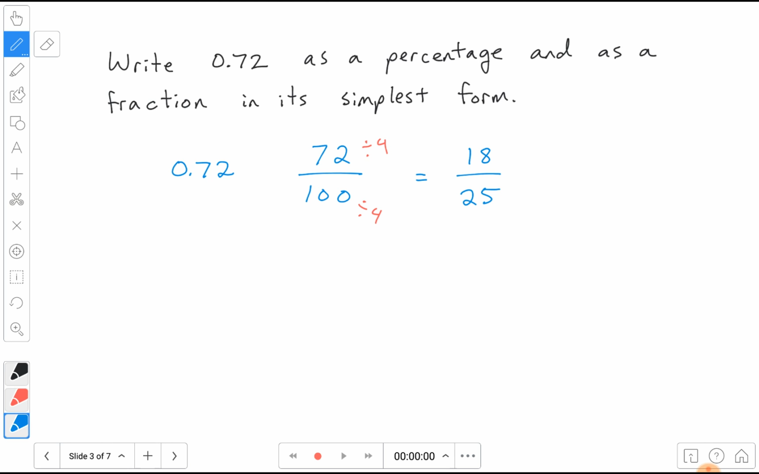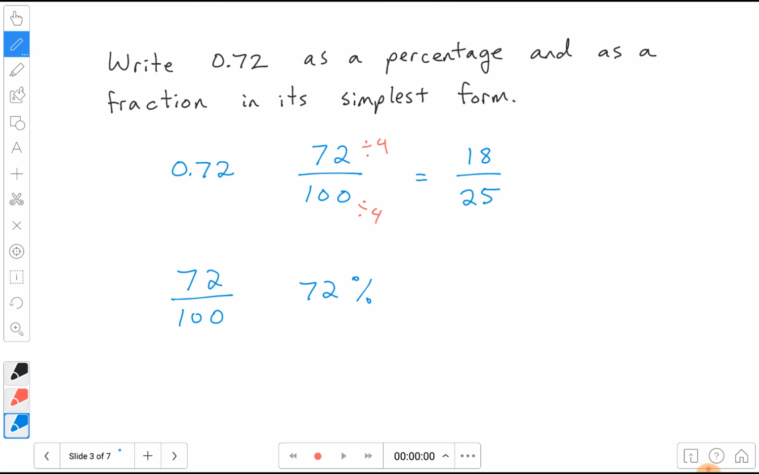Now, if we want to write this as a percentage, that is even quicker because we already said 0.72 is 72 hundredths. And with percentage, we're talking about a score out of 100. So this is actually 72%. 0.72 is 72%.